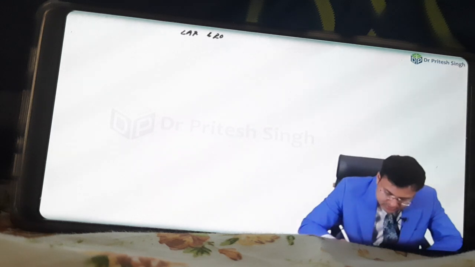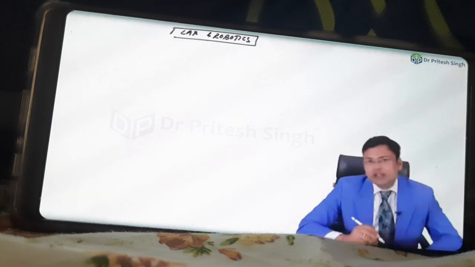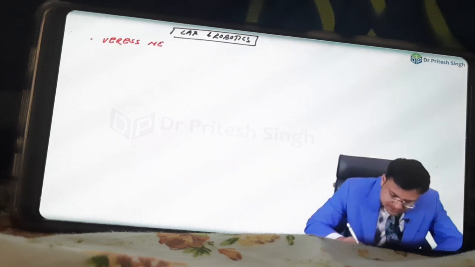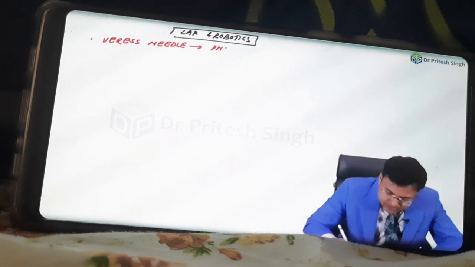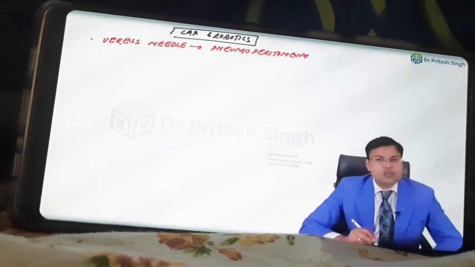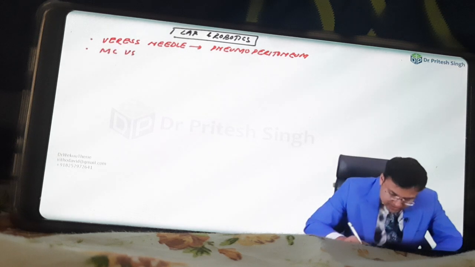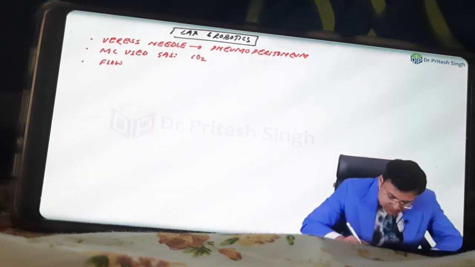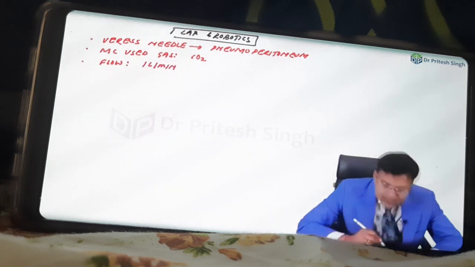So first question, which needle is used for creation of pneumoperitoneum? It's the Veress needle. This is used for creating pneumoperitoneum. For creating pneumoperitoneum, what is the most commonly used gas? That is CO2. What should be the flow of gas? Usually, the flow of gas is 1 liter per minute.